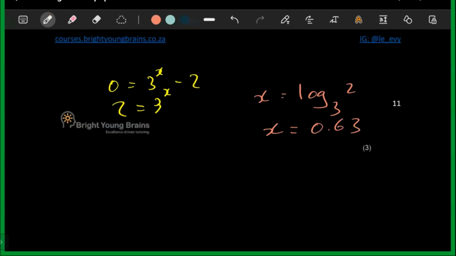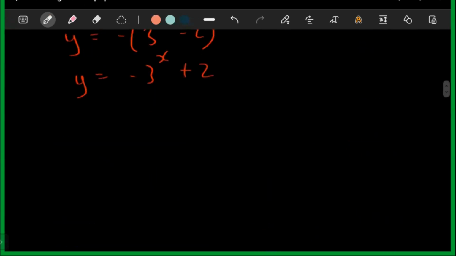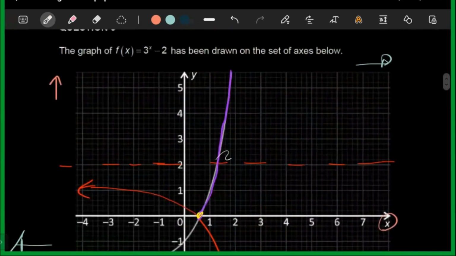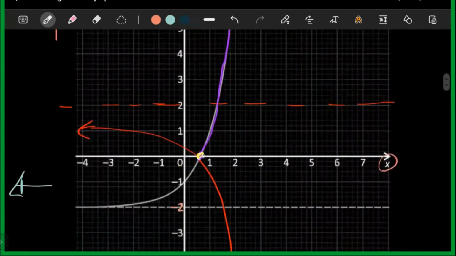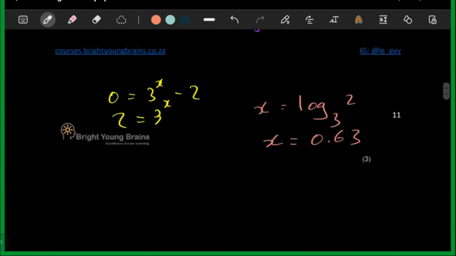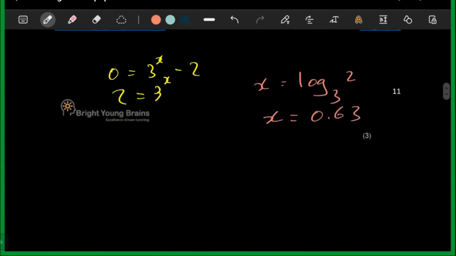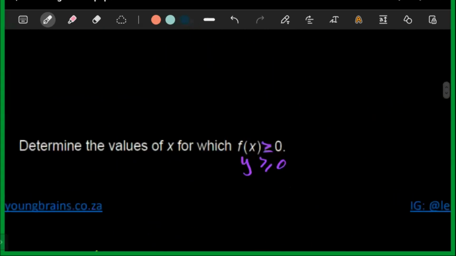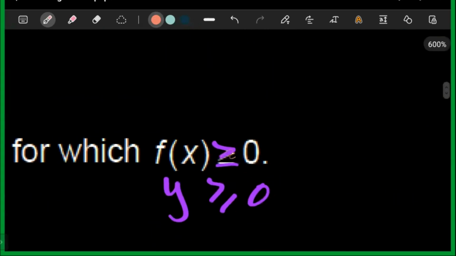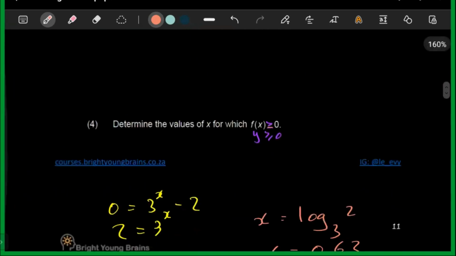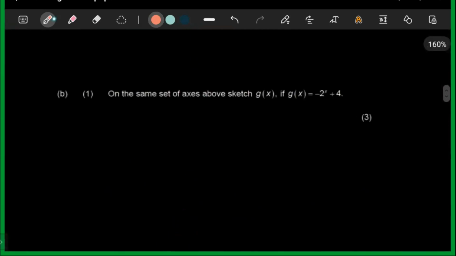Well, getting the x-intercept is not enough, because the question is asking us where the y value is bigger than 0. The y values are bigger than 0, starting from this x value going to positive infinity. So we're going to have to say here x is bigger or equal to 0.63. The reason we're saying bigger or equal to is because this is also there, you see.